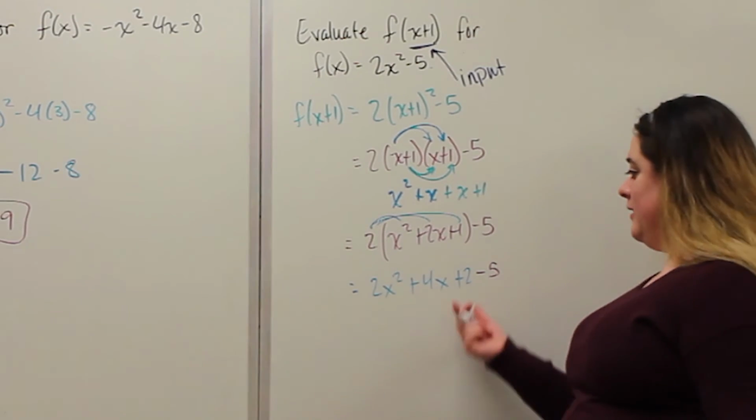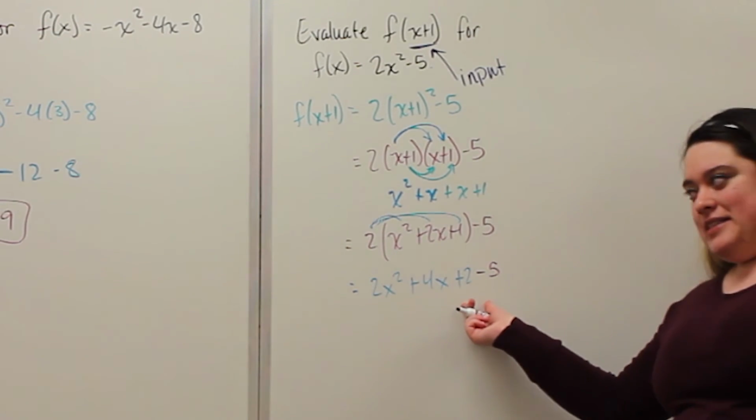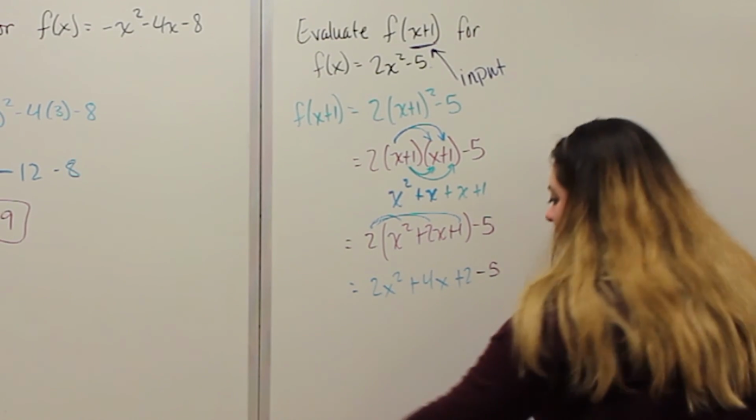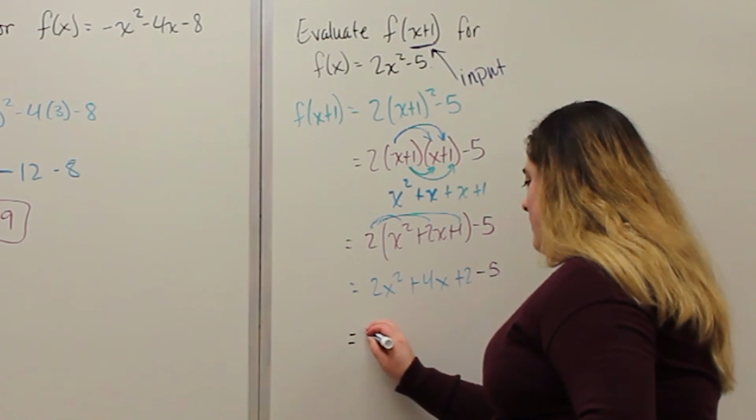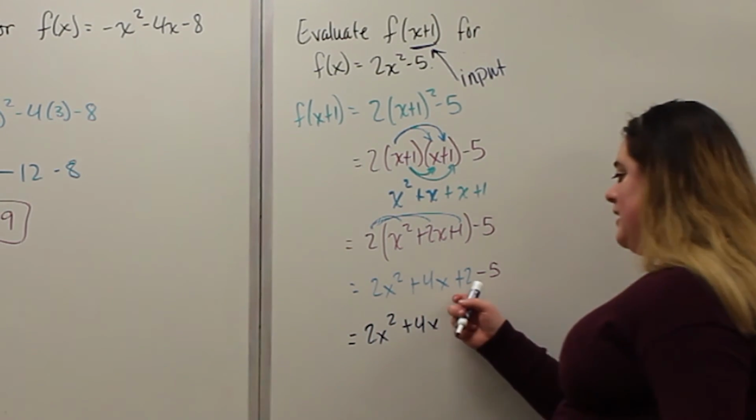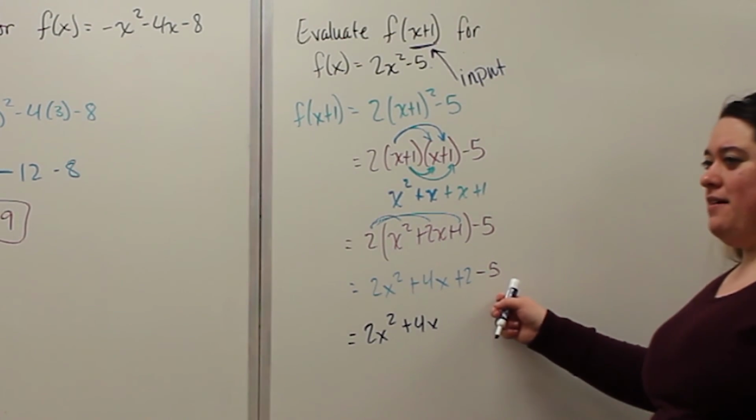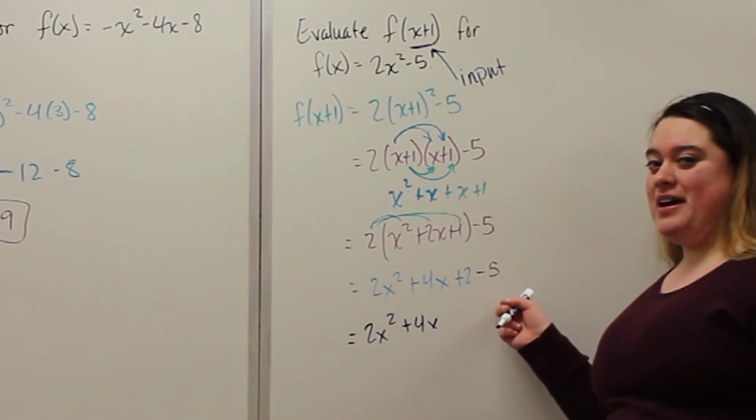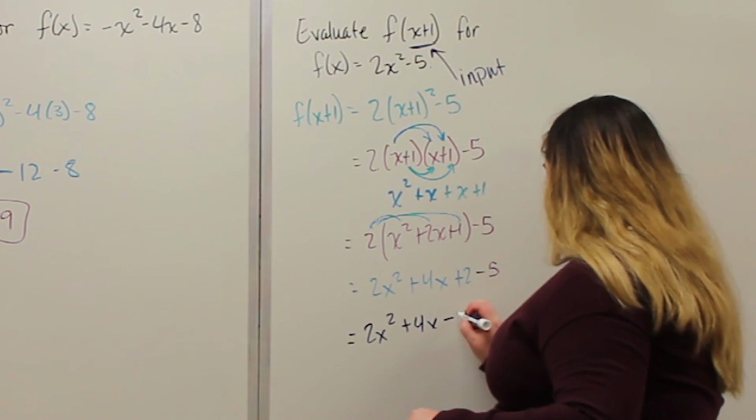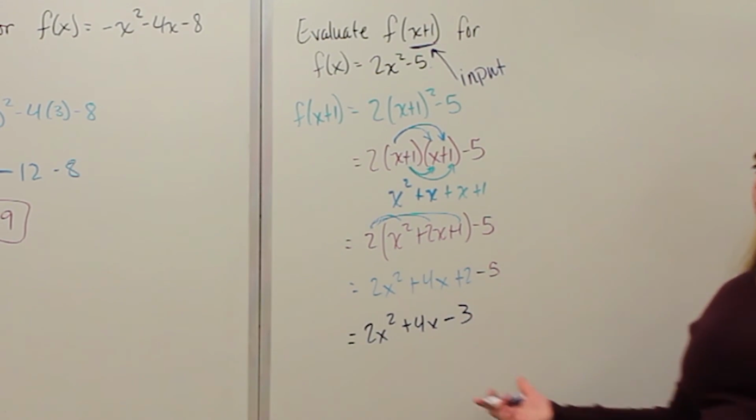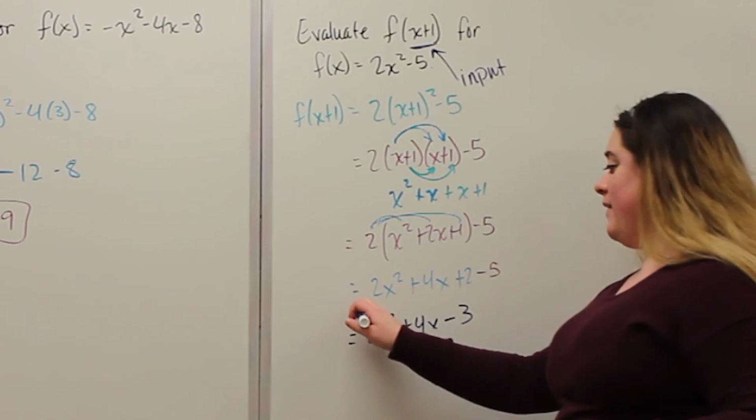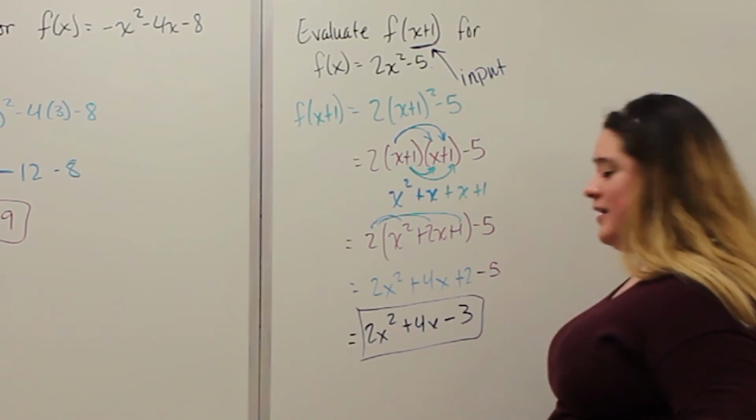I'm almost there. These two values, I think we can simplify those even further. So when I do that, I end up with 2x squared plus 4x, and then 2 minus 5, there we go. That gives me a negative 3. My goal here isn't to factor, my goal is just to simplify. We have simplified as much as we can. We stop.